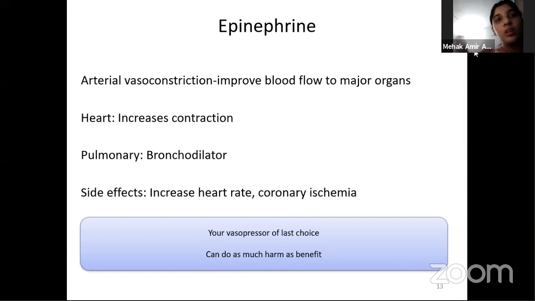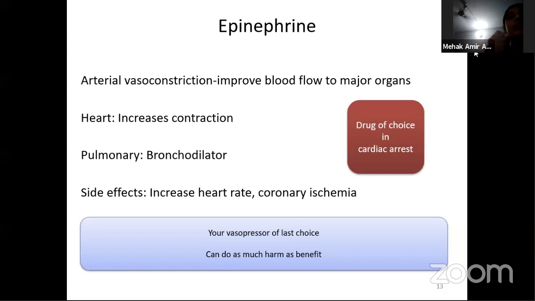This is the last choice of drug we prefer, and it is the drug of choice in the ACLS protocol when the patient is in cardiac arrest. So you can give an IV bolus to that patient, but this drug is the last choice for infusion because it increases the heart rate and it can worsen coronary ischemia because it tends to vasoconstrict the arteries and the myocardial arteries. So in the risk versus benefit ratio, the harm is much higher than the benefit. So you always have to consider it, and that is why it is the last choice of vasopressor.